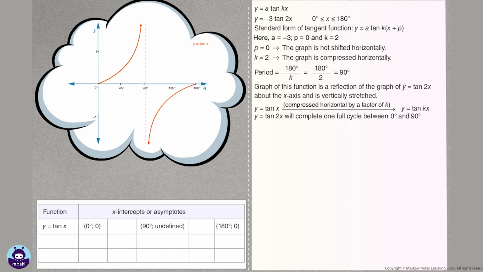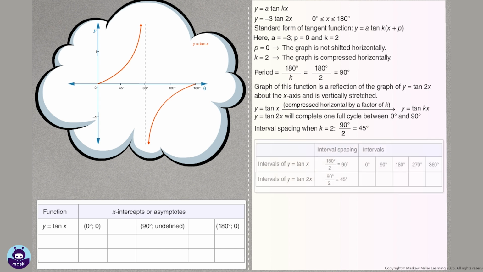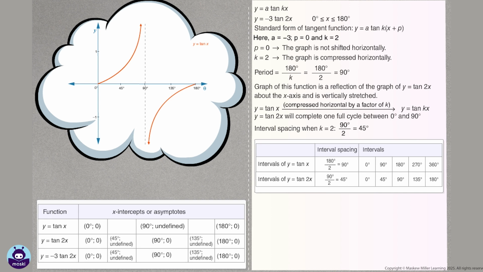If the graph gets compressed by a factor of k, all the critical points will also be compressed by the same factor. So, the interval spacing between the critical points will now reduce by a factor of k. Interval spacing when k equals 2: 90 degrees over 2 equals 45 degrees. The table of critical points can now be completed for y equals -3 tan 2x.